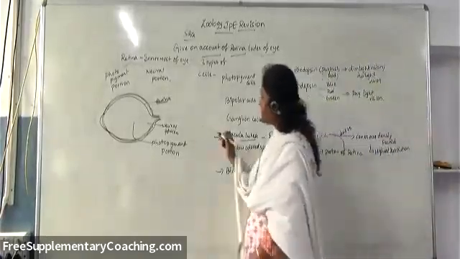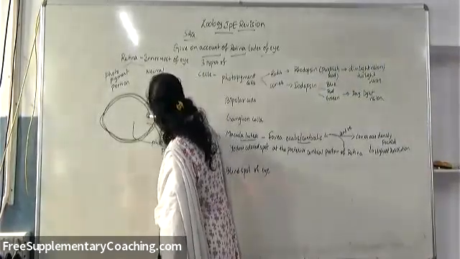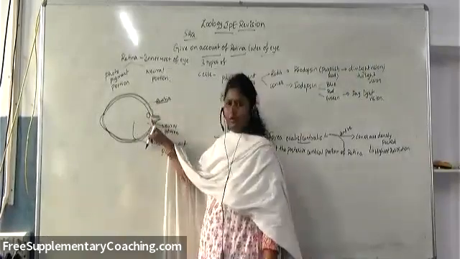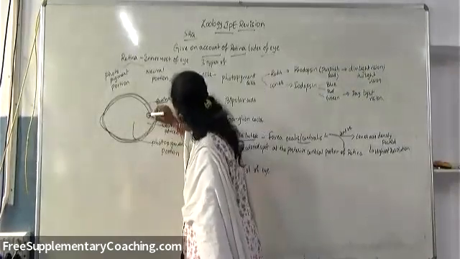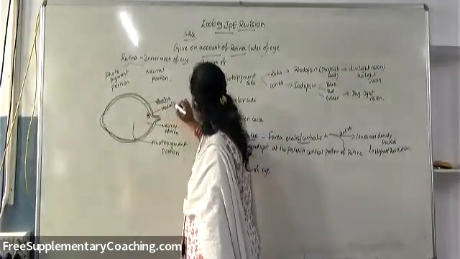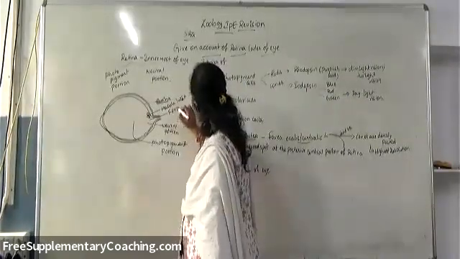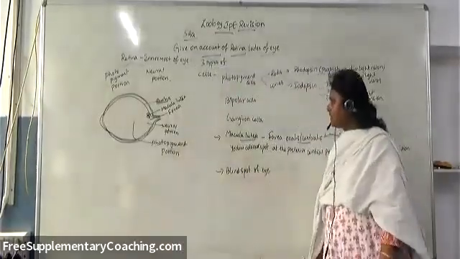For example, if this is the macula lutea, on the posterior lateral side, at the center of this macula lutea the fovea is present. So this is the macula lutea, and this is the fovea.